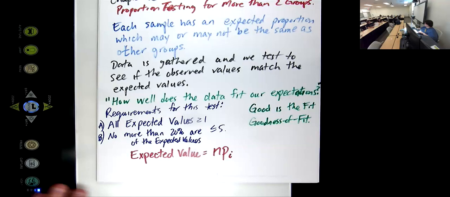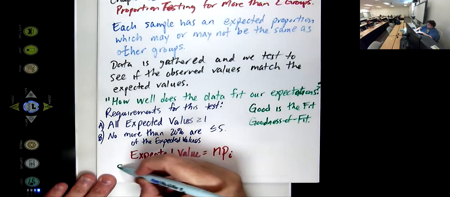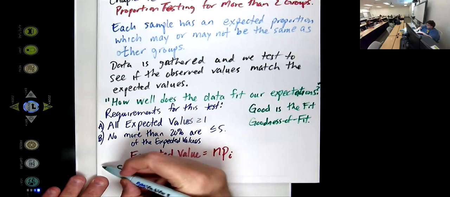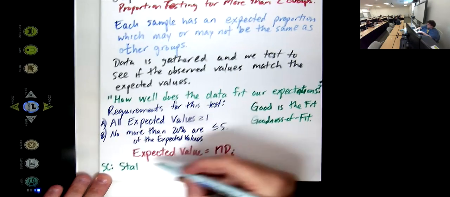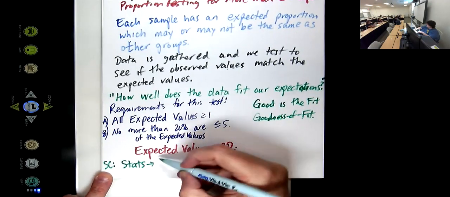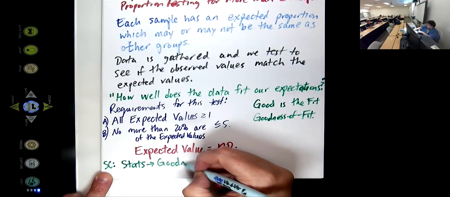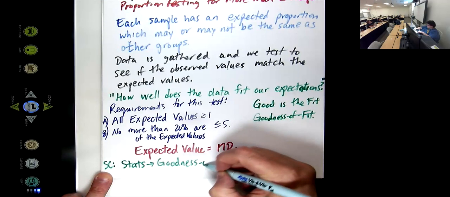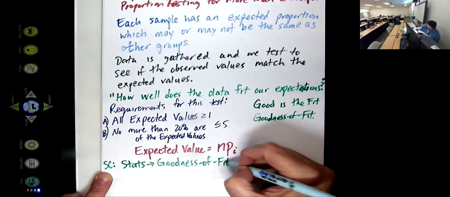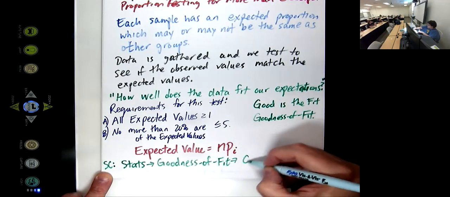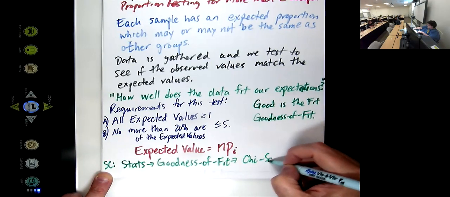Unfortunately, in StatCrunch, it starts there. Let's see, you have Stats. It should go to Goodness of fit. Then we're going to click on chi-square test.